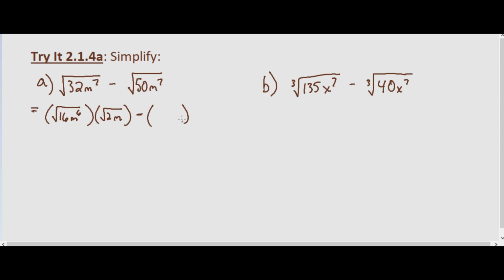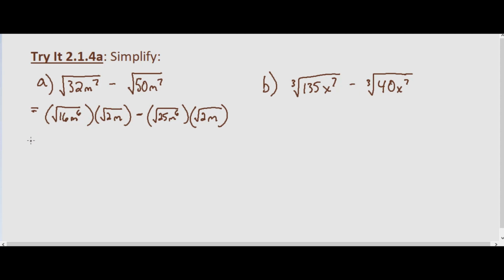Minus, what's the largest factor of 50 that's a perfect square? That would be 25. And again, because we're taking the square root, the index is even. We want m to the highest even power less than 7, which would be m to the 6th. And then again, what are we left with? Well, 50 divided by 25 is 2, so we're left with 2 under the radical. And then m to the 7th divided by m to the 6th, we're left with m. So again, we're left with the square root of 2m.